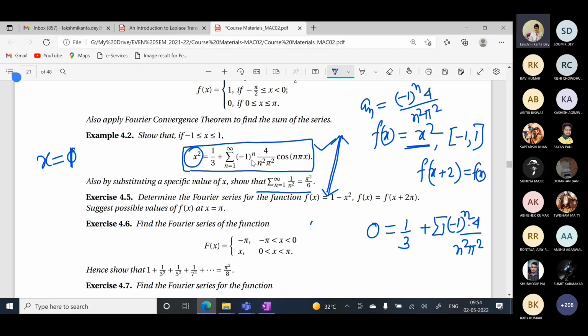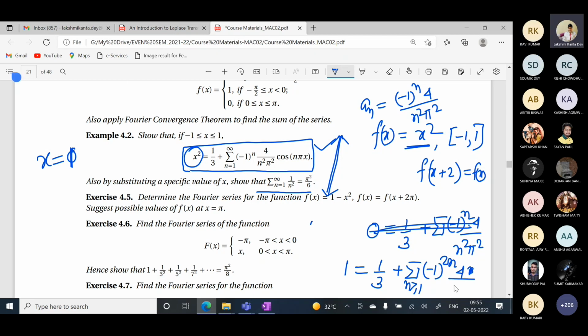So minus 1 to the power n times minus 1 to the power n gives minus 1 to the power twice n, which will be 1. So x will be 1. The left hand side will be 1 square, which means 1. The right hand side is 1 by 3 plus summation n greater than or equal to 1 of 4 by n square pi square, giving pi square by 6. Now you understand how the proof is coming, and it is easy.